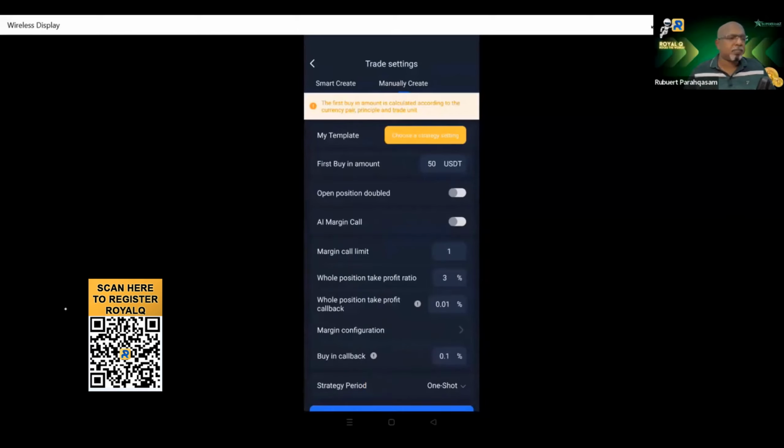Open the first by amount. Make sure this is tapped: Manually create. Yeah, okay, I'm going to tap on that. Manually create. All right, what's next?